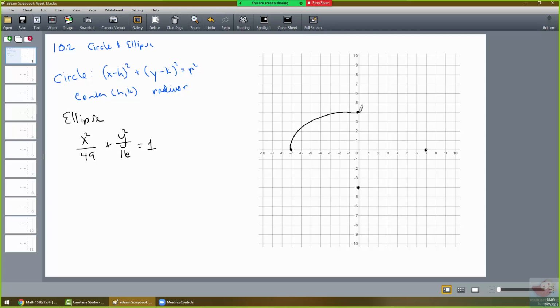So this ellipse will be 7 units out from left to right. Oh my gosh, this is awful. And then 4 units up and down from the origin. So 7 units left to right, 4 units up, down.